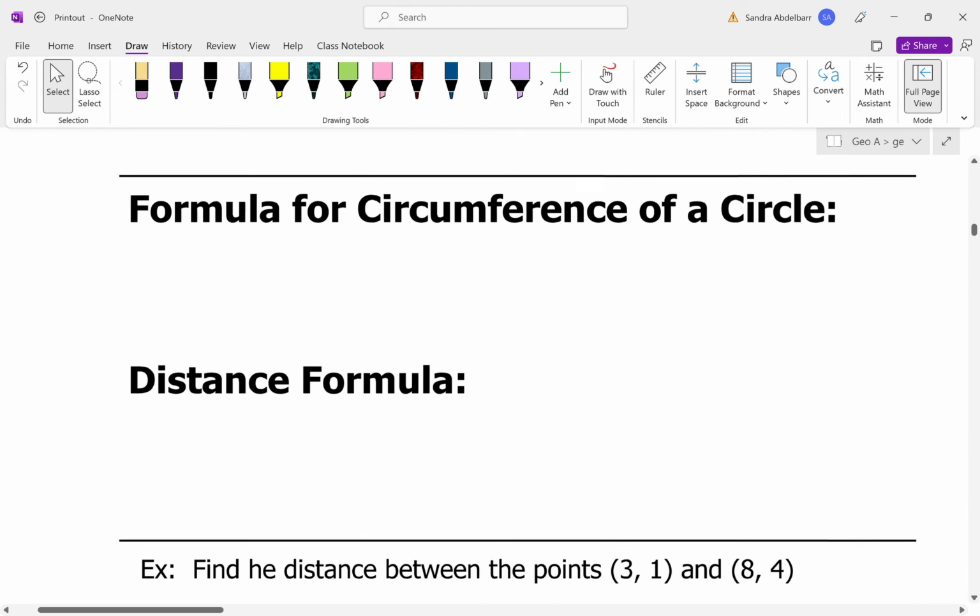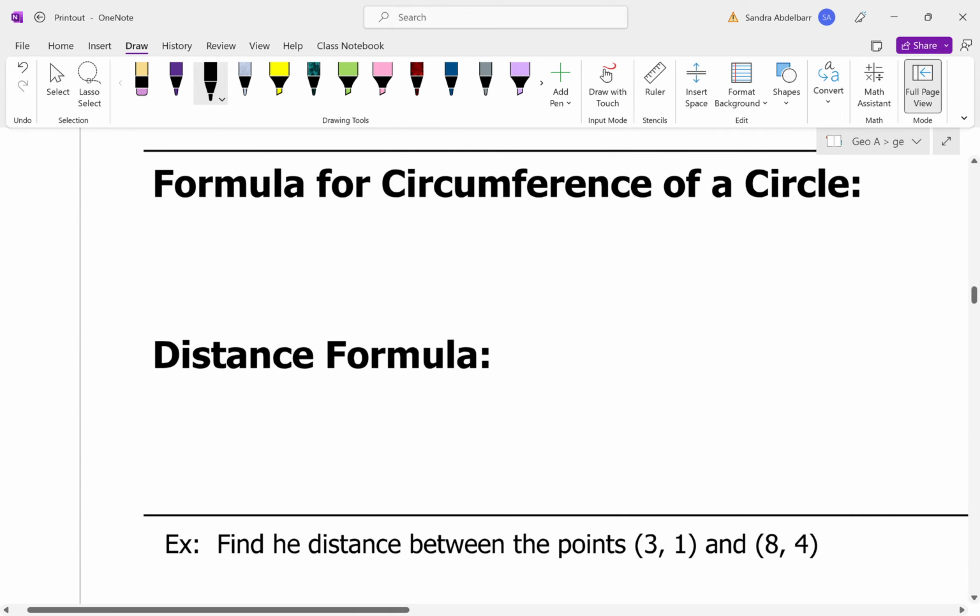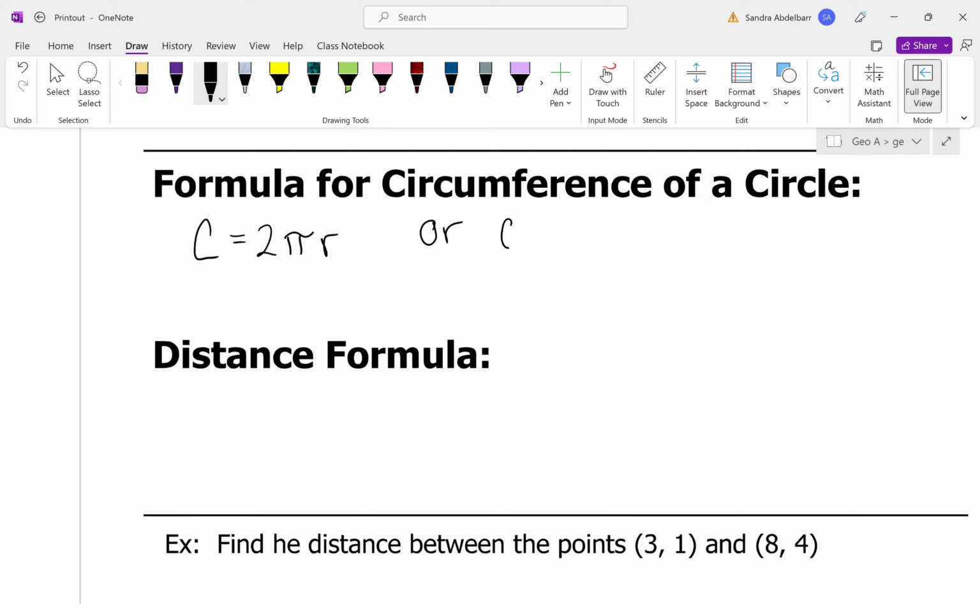All right, let's talk about the formula for circumference of a circle. We talked about that yesterday. There were 2 different formulas. We have c equals 2 pi r. What was the other one? So it's 2 pi r or, Mia? C equals pi d. You got it. Where r is the radius and d is the diameter.